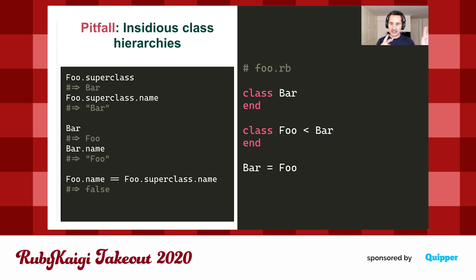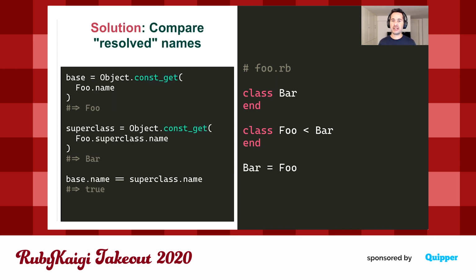And even worse, in this case, the name trick doesn't work because the name of the Foo class and the name of Foo's superclass are actually different, sorry. So we can't even skip it. The solution is to get a fresh reference to the objects from their names. So we get a fresh reference to Foo using Foo's name and using const_get, and we get a fresh reference to Foo's superclass using its name and using const_get. And in this case, the names will be the same because the Bar name refers to Foo, and the name of that will be Foo as well. So this is the solution.